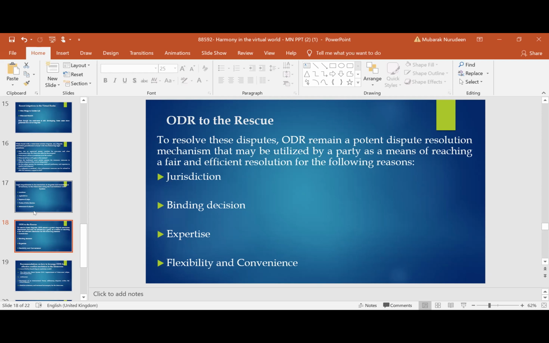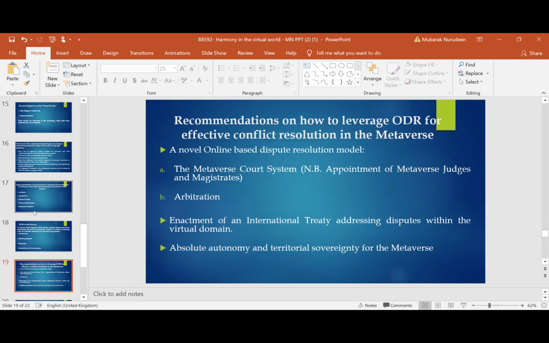Because with ODR, jurisdiction is resolved, it can give binding decisions, and of course, expertise, because ODR would ensure that persons who are saddled with the adjudication of this kind of disputes are people who have the necessary skills for the particular dispute that is at hand. Now, recommendations on how to leverage ODR for effective conflict resolution in the metaverse.